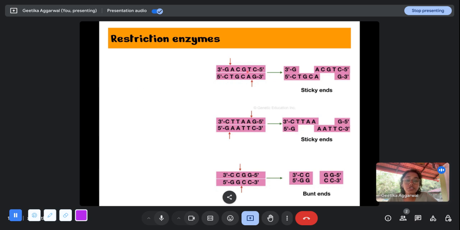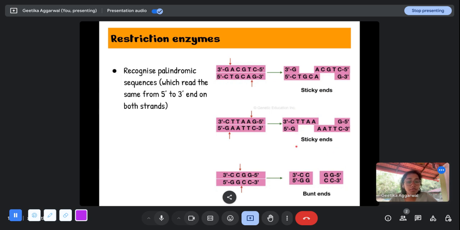Moving on to the output of restriction enzymes. As we discussed, they can create cuts, and these lead to different outputs of either sticky ends or blunt ends. They recognize palindromic sequences, as I already told you, which read the same from 5 prime to 3 prime on both strands. So this is a palindromic sequence: GACGTC, CTTAAG. They read the same from 5 prime to 3 prime on both strands. These enzymes recognize these palindromic sequences.